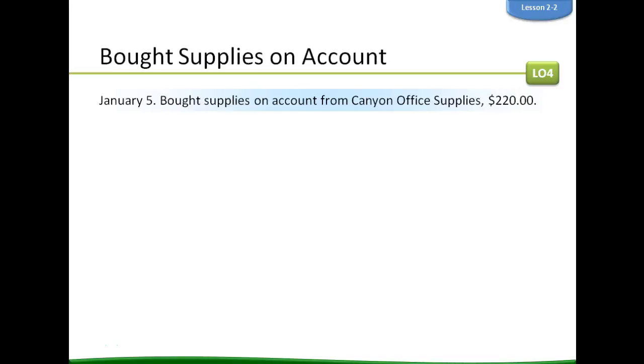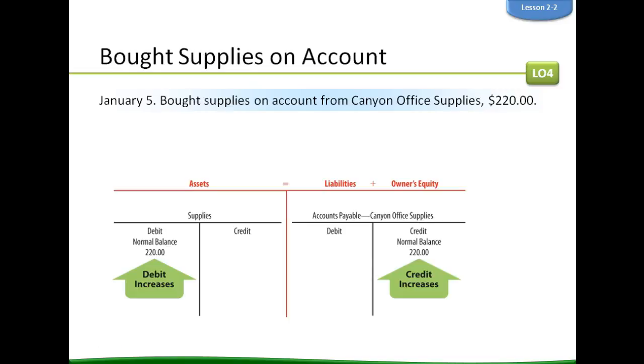So as we think through the two accounts that are going to be impacted by this transaction, we know that our supplies account is one of the accounts that's going to be impacted, but we also are going to have an accounts payable to Canon Office Supplies because that's a payable we're going to pay at some point in the future. As we're looking at this, the supplies account we already know is an asset. However, accounts payable, that's a liability. That's a debt that the business is going to have to pay at some point in the future.